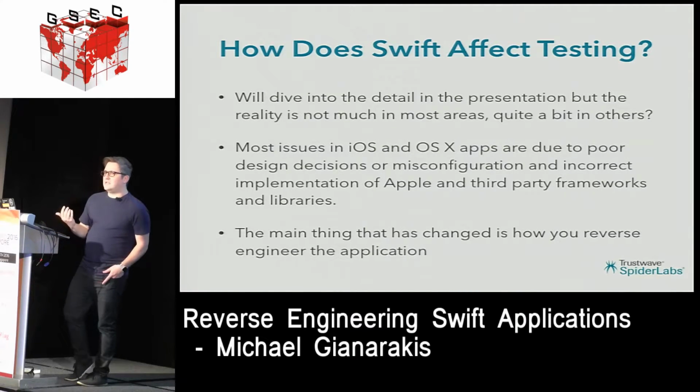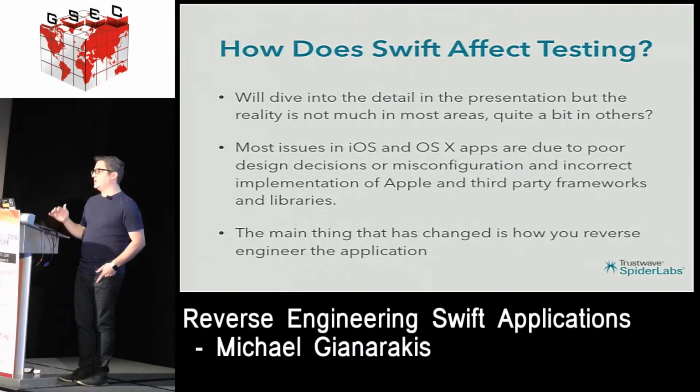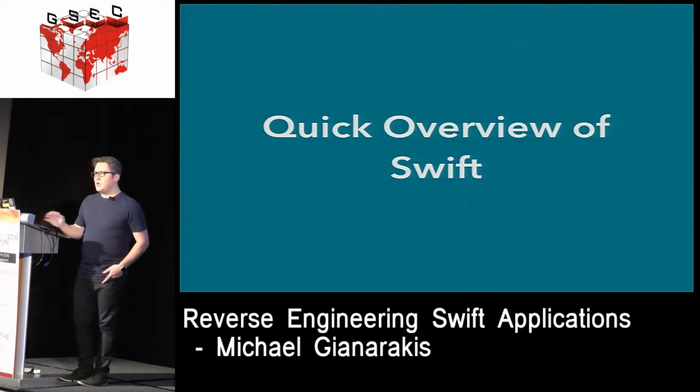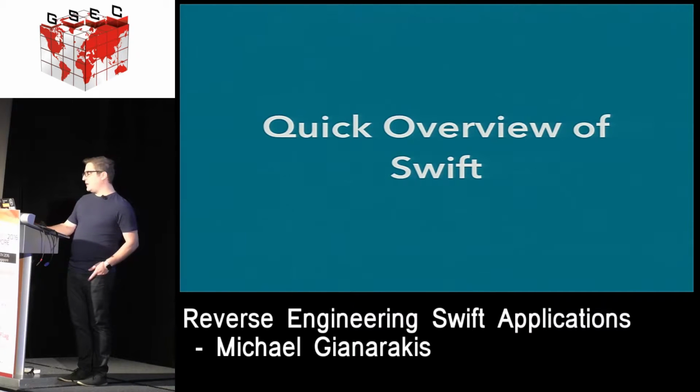We'll dive into the detail in the rest of the presentation, but the reality is, in most areas, not that much, but in some others, quite a bit, right? Most issues in iOS and OS X apps are due to poor design decisions and misconfiguration, and incorrect implementation of Apple and third-party frameworks. So it's not necessarily something where you have to worry about what language it's written in. But the main thing that has changed with respect to app pen testing with Swift is how you reverse engineer the application.